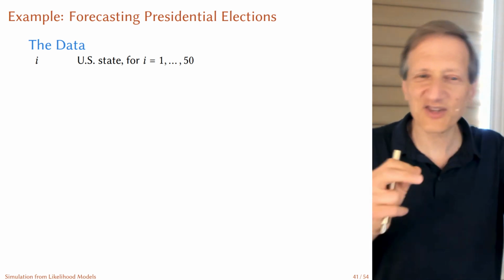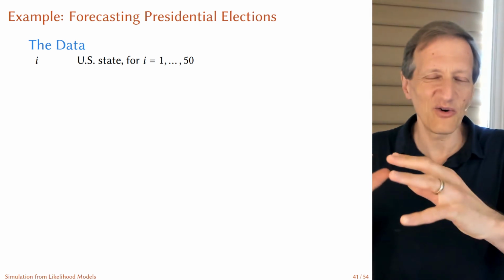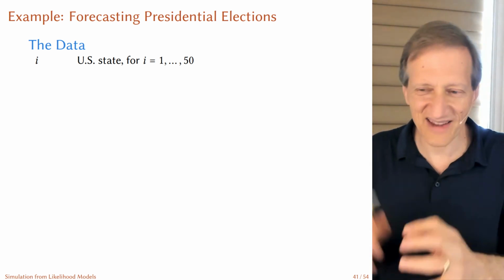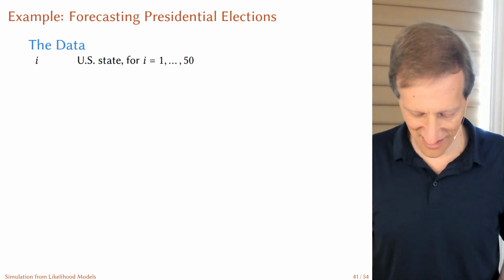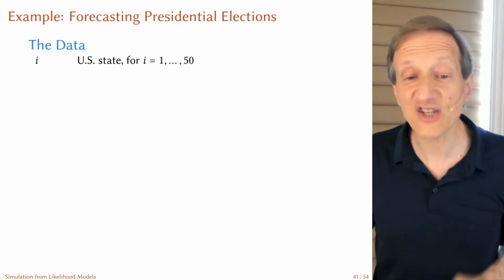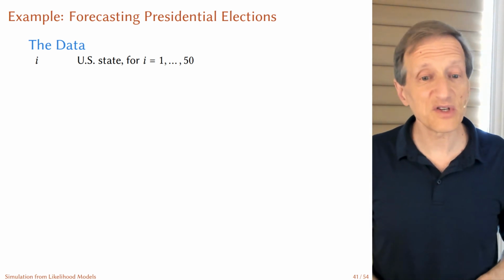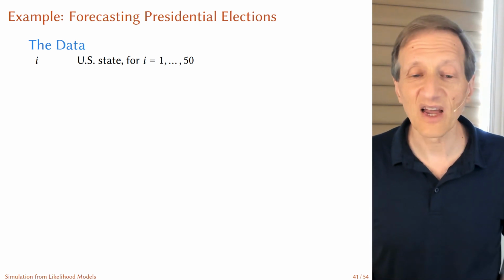There's a couple of little exceptions to this. In Maine, they don't go statewide. They do it by congressional district, but roughly speaking, this is the way it works in almost all cases, and so let's just focus on that. Okay, so index i equals 1 to 50 for the states. There's also the District of Columbia, which we're going to ignore.